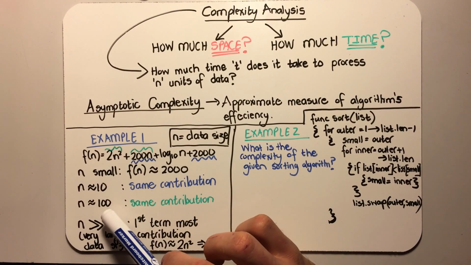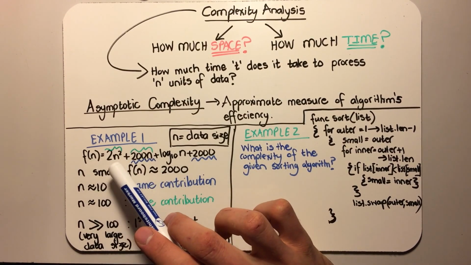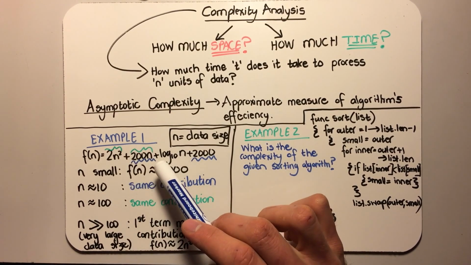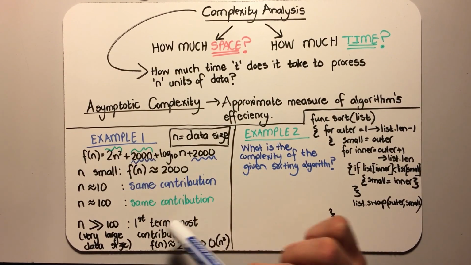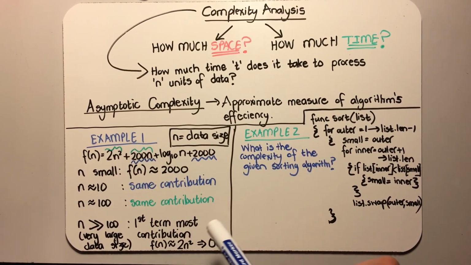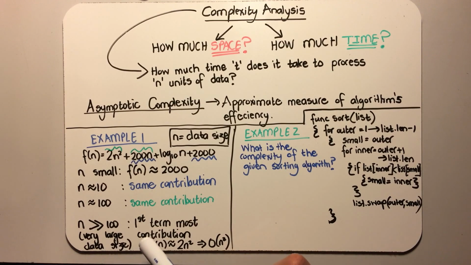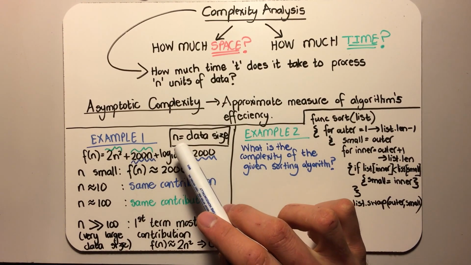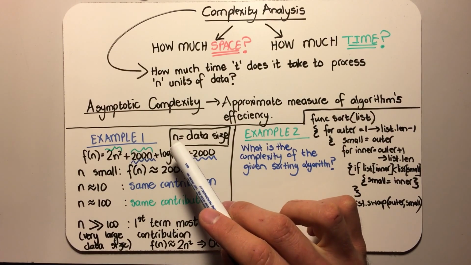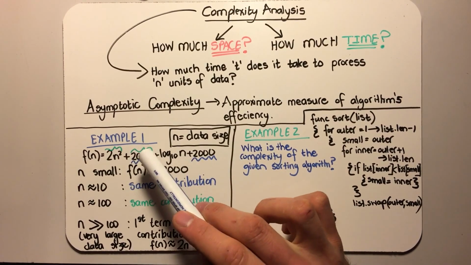If n is more or less 100, well then 2 times 100 squared and 200 times 100 will give us also the same value. So they'll have the same contribution to our function. Then this is the part we're very interested in: when n gets very, very large, when we have a lot of data, when we're processing a lot of stuff. So when n is much larger than 100, we can see that this is not going to contribute that much. This is going to contribute less than this.